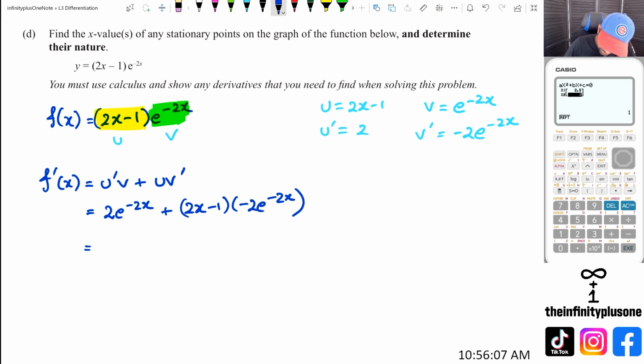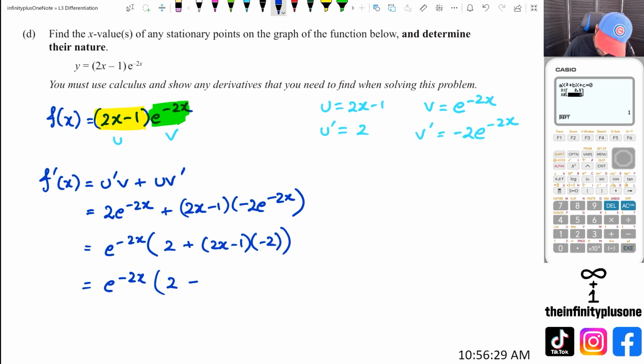What do I got? E to the power of negative 2x is a common factor. So I'm going to take that out completely, which means I should be left over with 2 plus 2x minus 1 multiplied by negative 2. That looks all right there. So then I've got e to the power of negative 2x brackets 2 minus 4x plus 2. And that's going to give me e to the power of negative 2x times 4 minus 4x. So this is what f dash of x is.